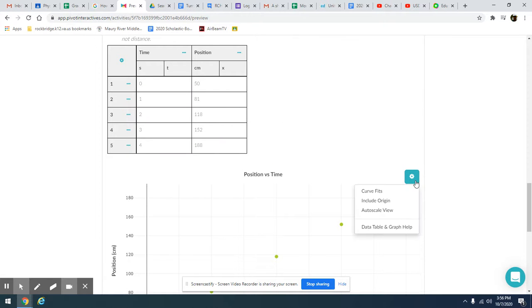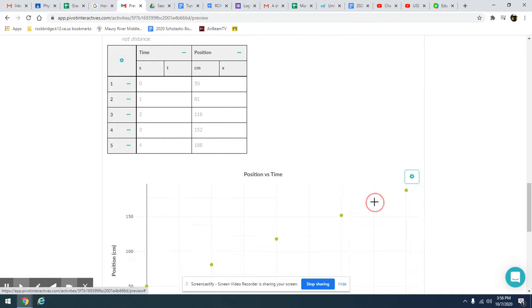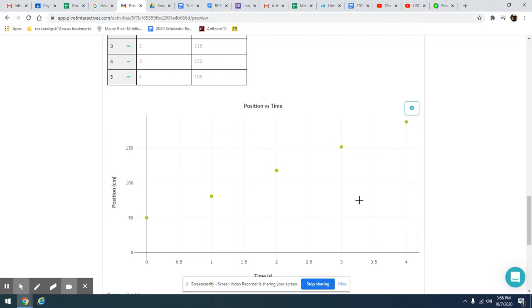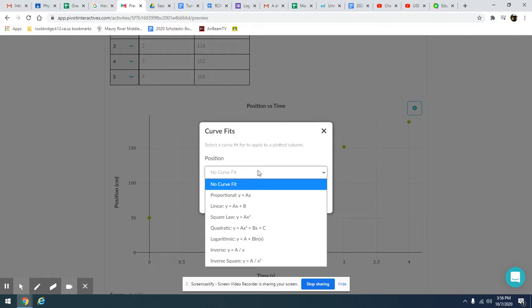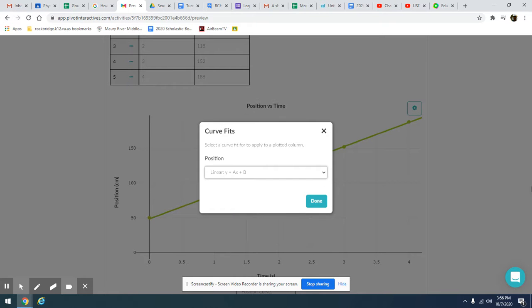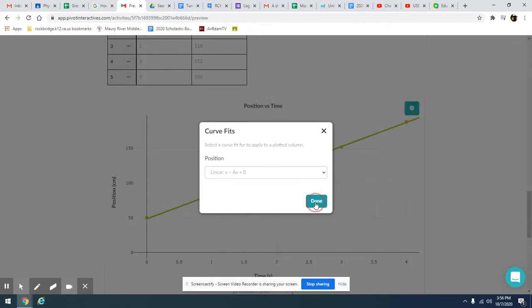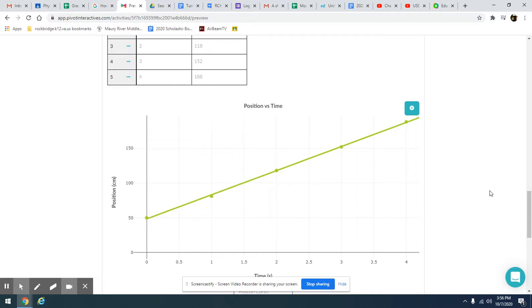And when I go up to here, I always like to include the origin if we can. That's that. Looks nice and straight. And I'm going to go to curve fits. And we would like to have this line, it looks like it definitely does not go through the origin. So definitely we want a regular line. We don't want to force it through the origin. If we did, it would be so ugly. This is nice. Oh boy, that's pretty.